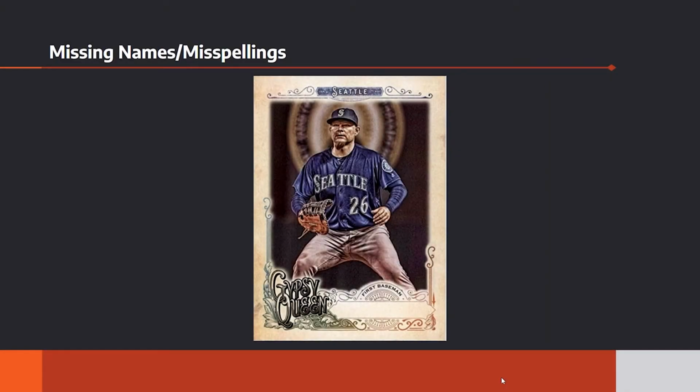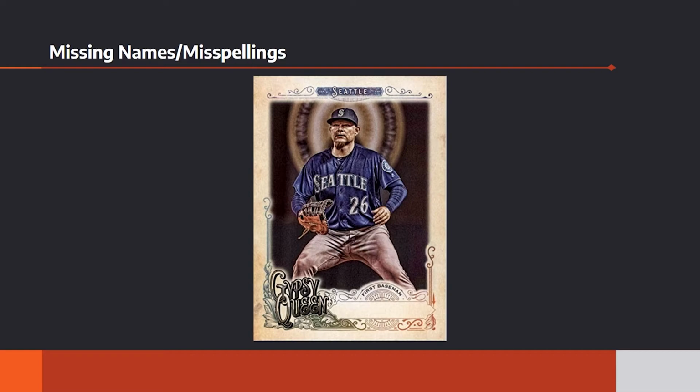Next up, missing names and misspellings. In this case, I think it's Adam Lind of the Mariners, and this is the Gypsy Queen style card. I believe, I think it's the Ginter ones, but basically you can see they've got all the details. They just don't have his name. No Adam Lind there. So if you know the Mariners and you know the player, you'll know the name, but if you don't, you wouldn't be able to know who this is.